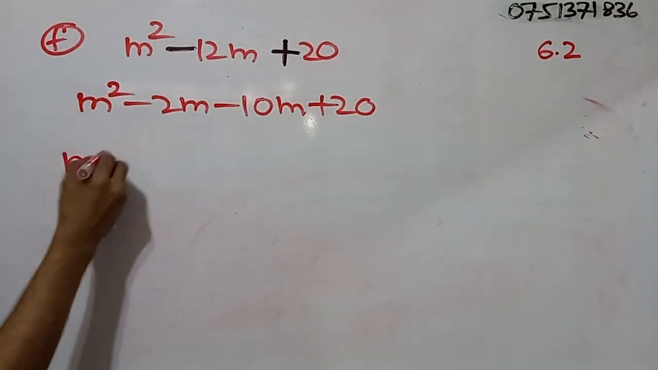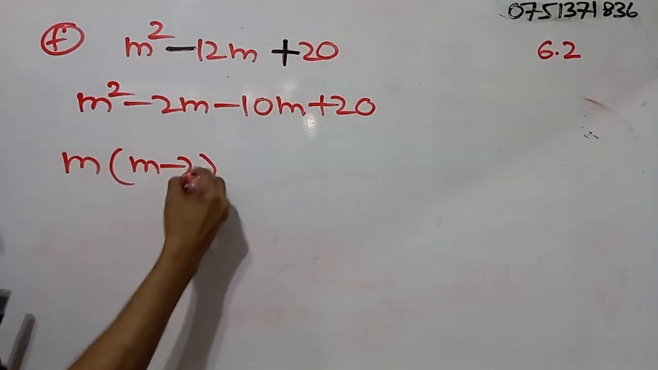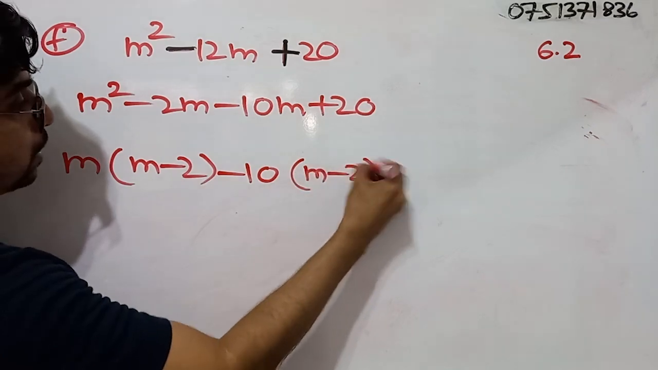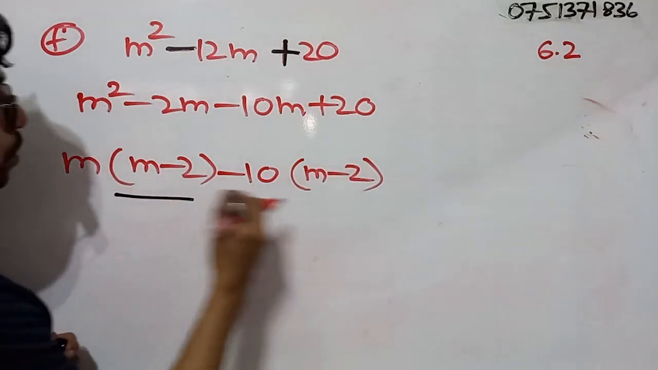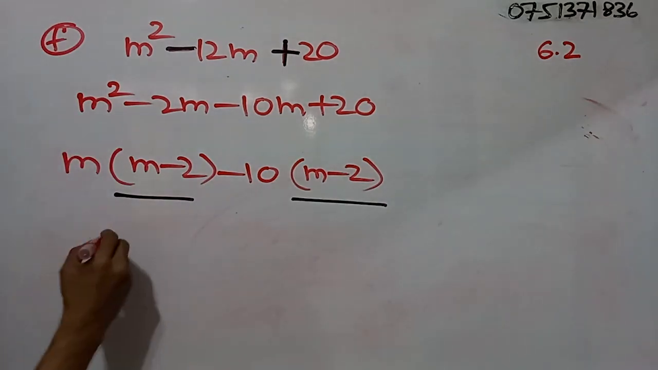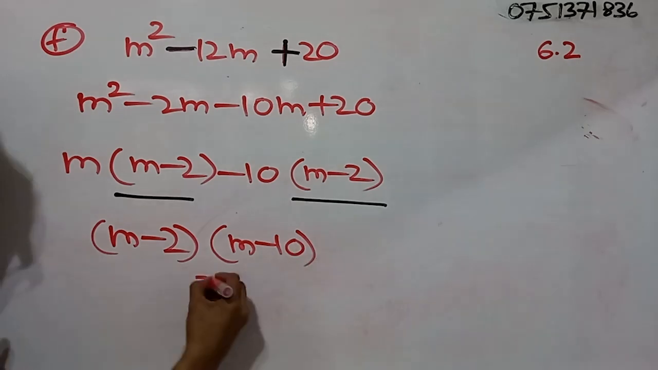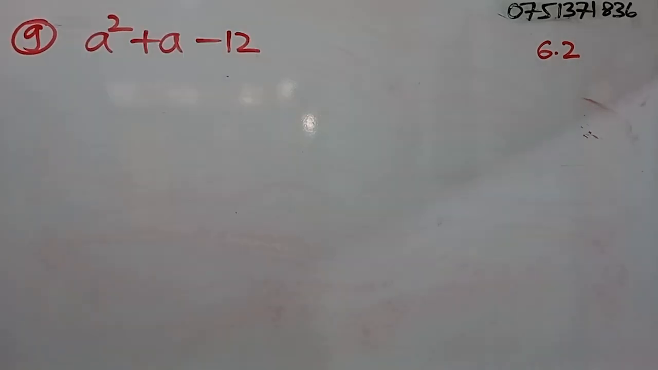Consider these two, common factor is m, so m minus 2. Consider these two, common factor is 10. What goes inside? m minus 2. Now these two expressions are common. So m minus 2 within brackets m minus 10. That is the answer. Right.